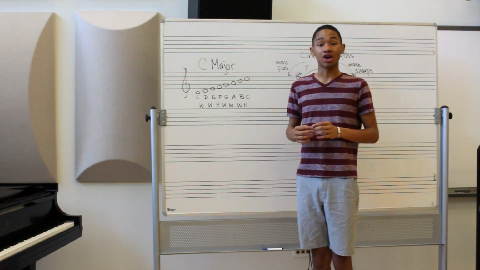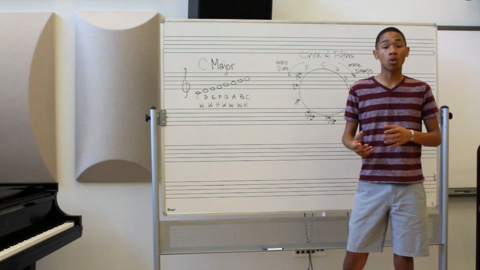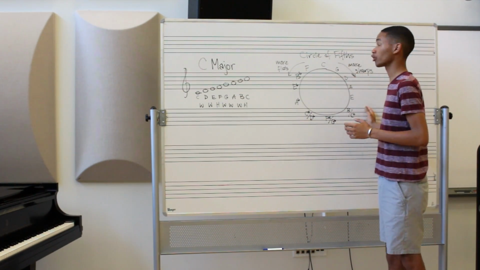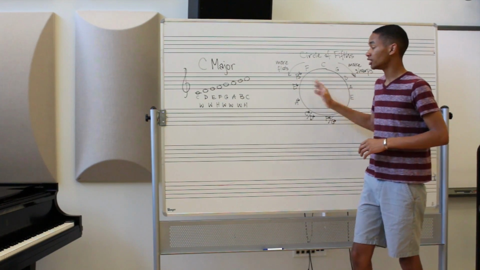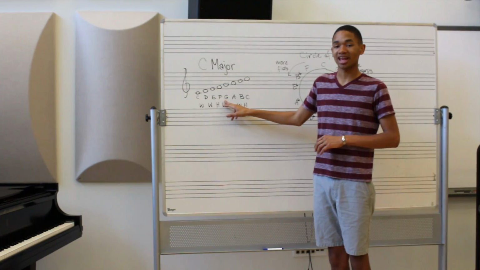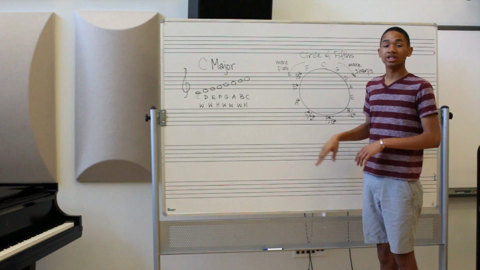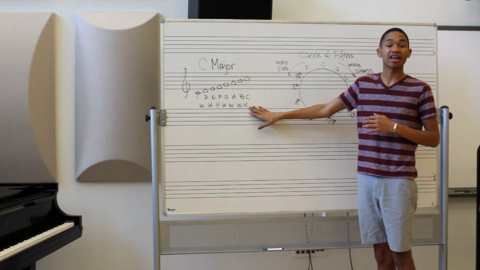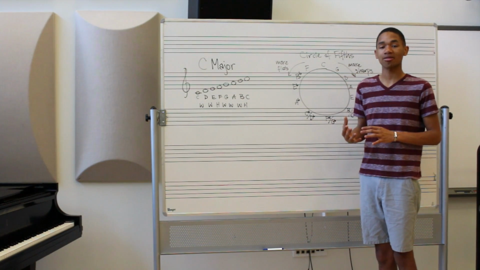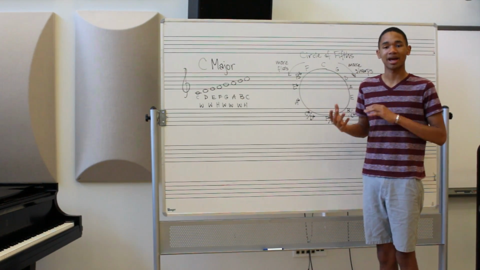Scales can start on any note, and you can find more scales using the circle of fifths. If you go a fifth up from C, which is the 5th note in the C scale, you'll find G, which has 1 more sharp and follows the same major pattern of whole step, half step, whole step, half step.